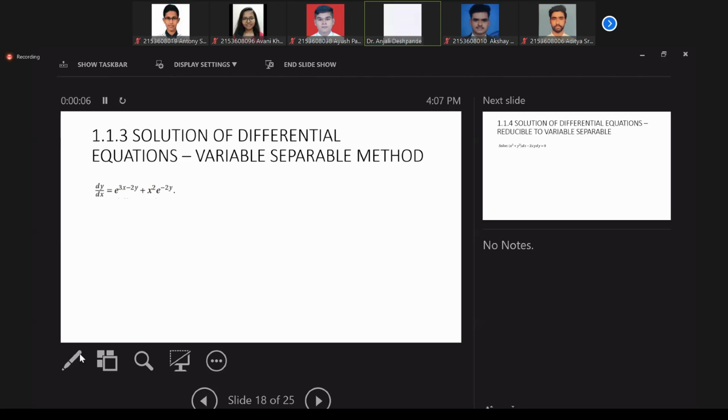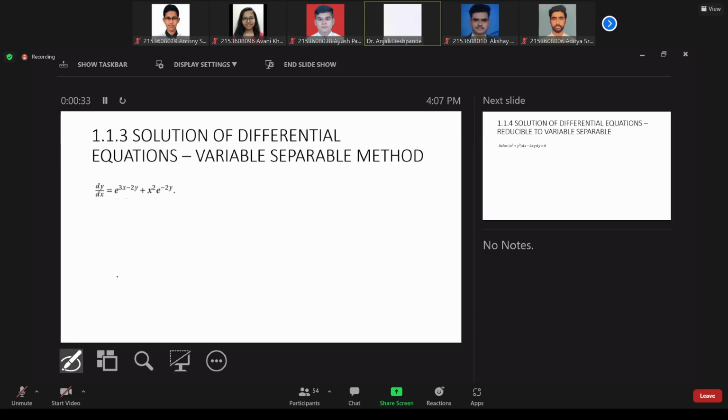So we had seen the definition of the differential equation. Then we had seen the definition of ordinary differential equation. Then we saw the definition of partial differential equation. Then after that, we have seen the order and degree of the differential equation, right? And then we saw some definitions of solution. And now we are going to see the different methods of solving the differential equation.